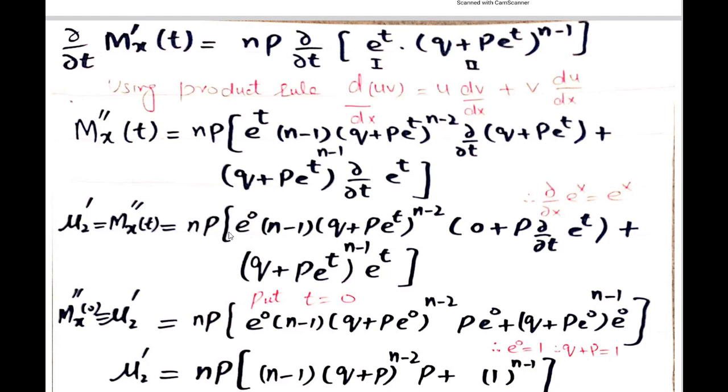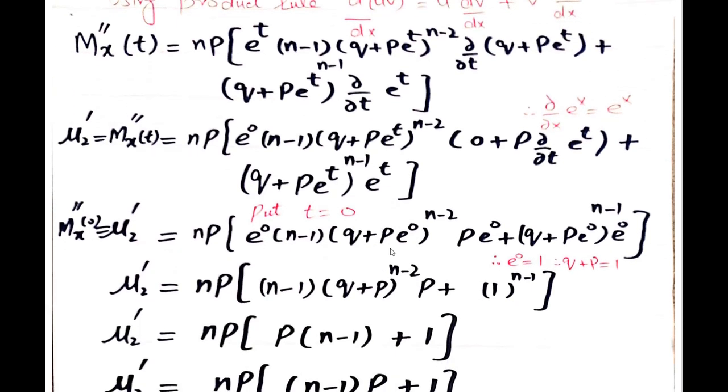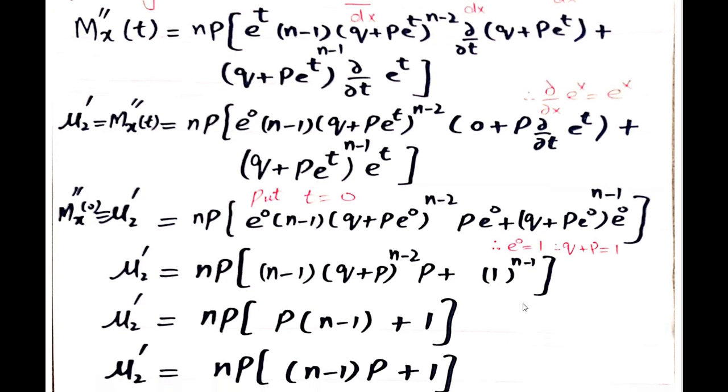Applying t equal to 0: np e^0 (n minus 1)(q + p e^t)^(n minus 2) p partial over partial t e^t, plus (q + p e^t) whole power n minus 1 e^t. Put t equal to 0. When you put t equal to 0, e^0 is 1, (n minus 1)(q + p)^(n minus 2) p, plus, here you write 1 power n minus 1, e^0 is equal to 1.